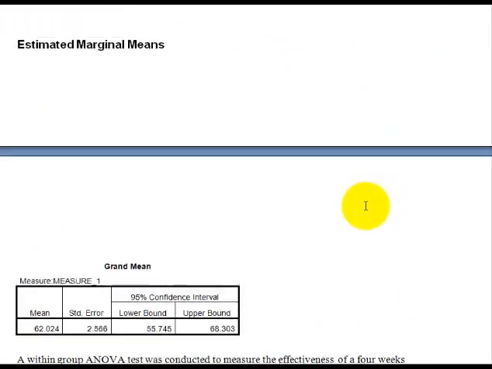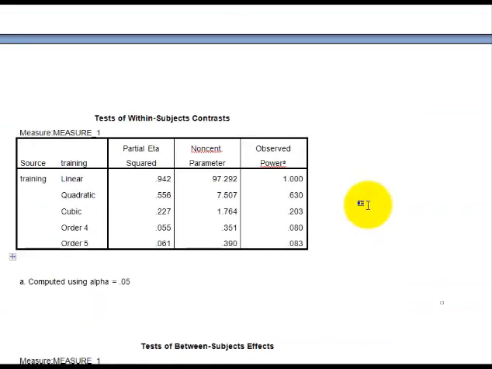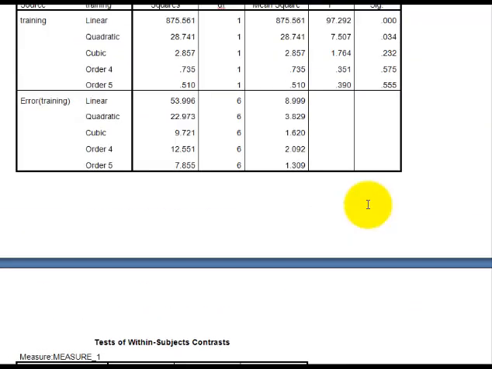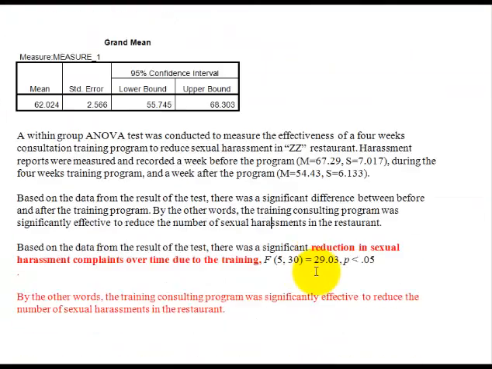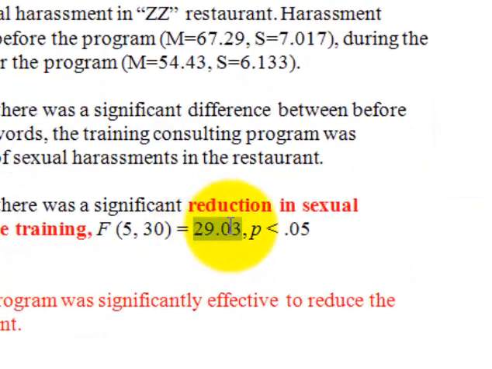Now let's go back to the table and get our F score. No, we want our within subject score. Where is that? There it is right there. Boom. Looks like 97.3, which is huge. 97.3. And again, the p-value is tiny.